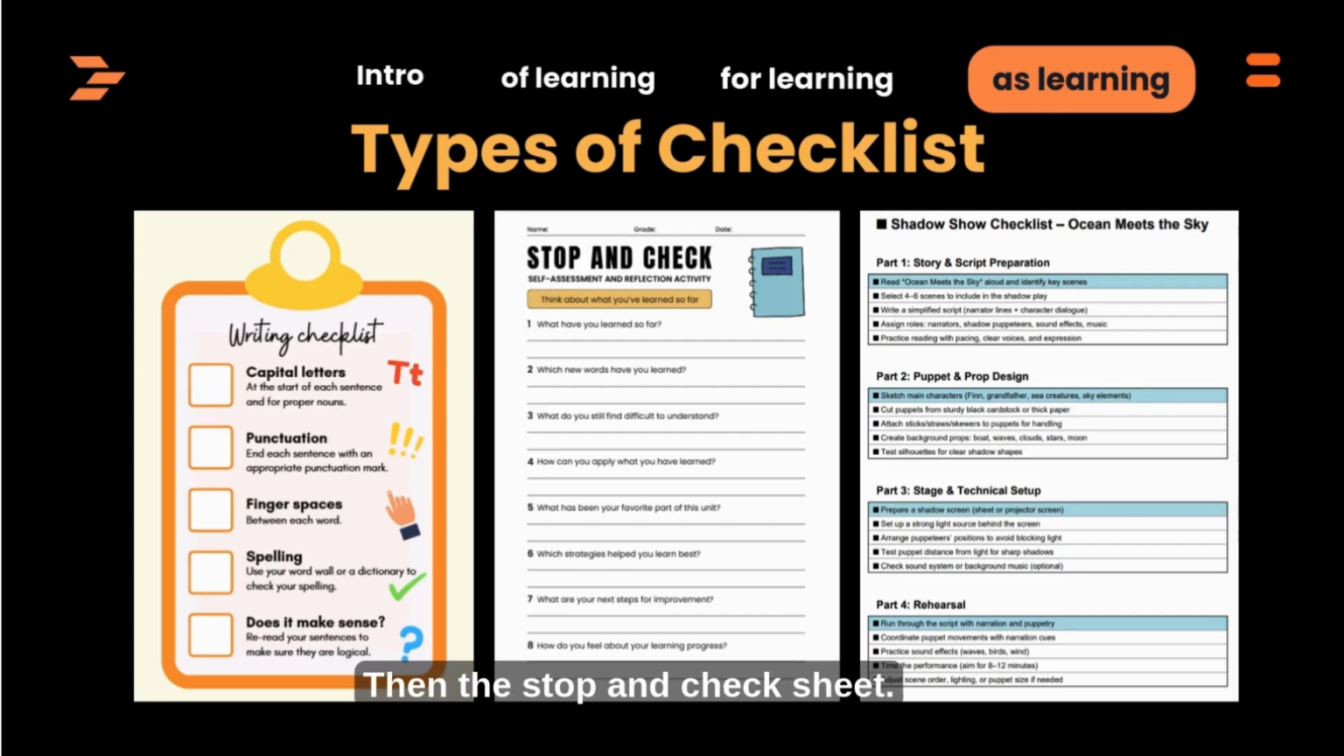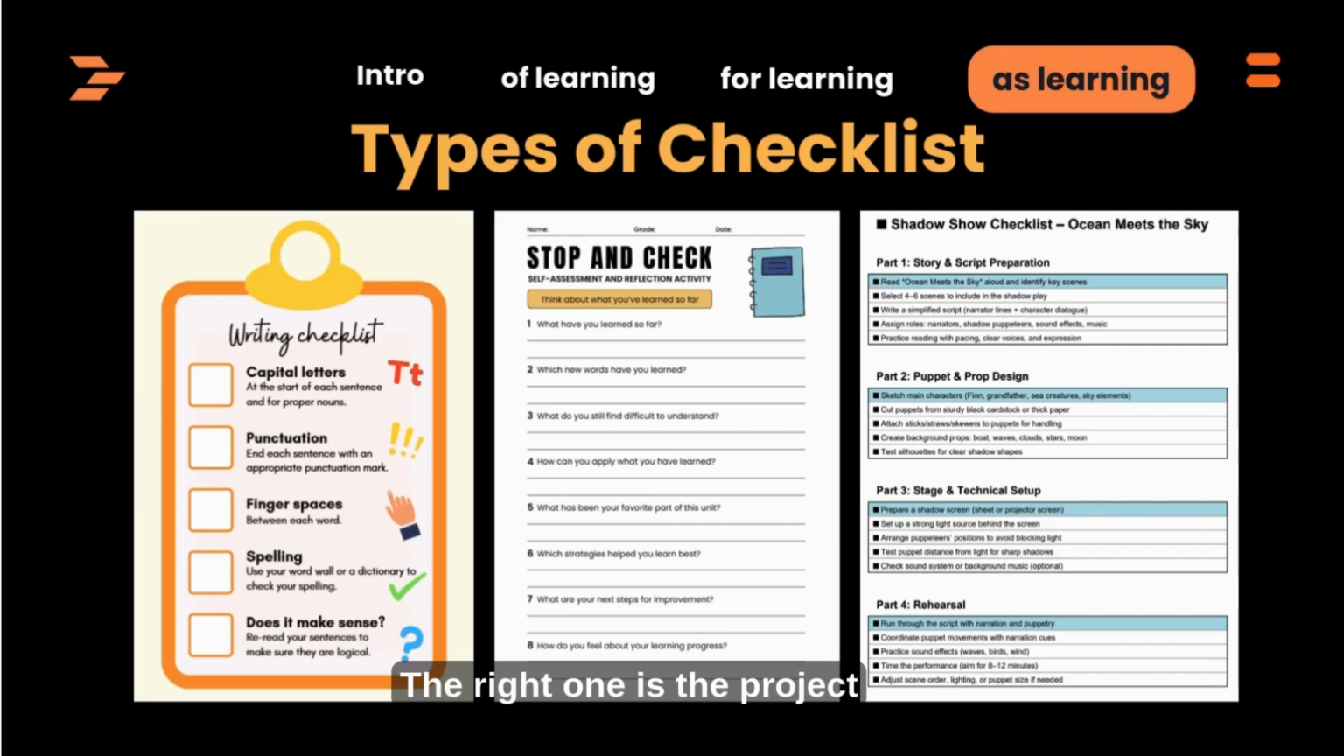Then the stop and check sheet in the middle asks questions for self-assessment. This checklist guides students to reflect on learning. It asks them what they have learned, what's still difficult, how they can apply knowledge, and what their next steps should be.